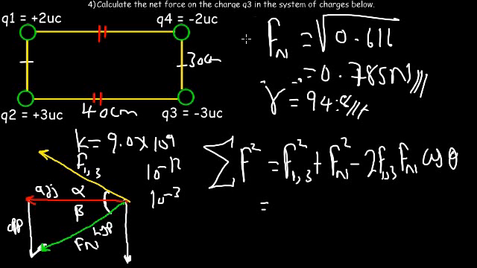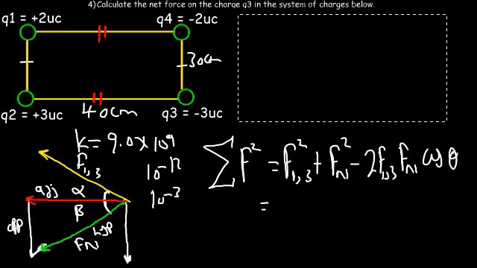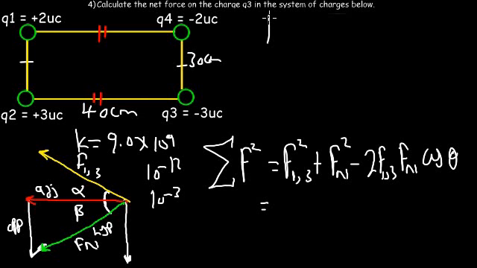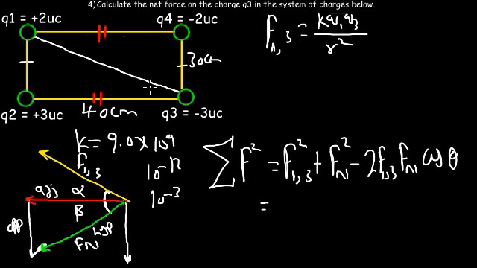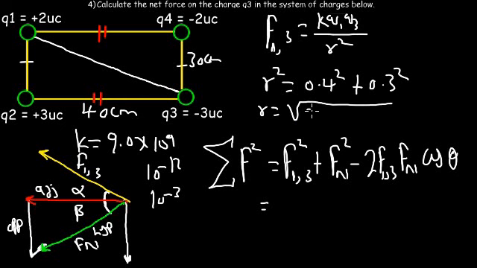So we need to do some arrangements. We know that f sub 1,3 will be equals to kq1 q3 divided by r squared. But the r is the diagonal of the rectangle. To get the diagonal of the rectangle, we need to use Pythagoras theorem. So r squared equals the sum of the square of those two sides. That's 0.4 squared plus 0.3 squared. And r should be the square root of 0.4 squared plus 0.3 squared.